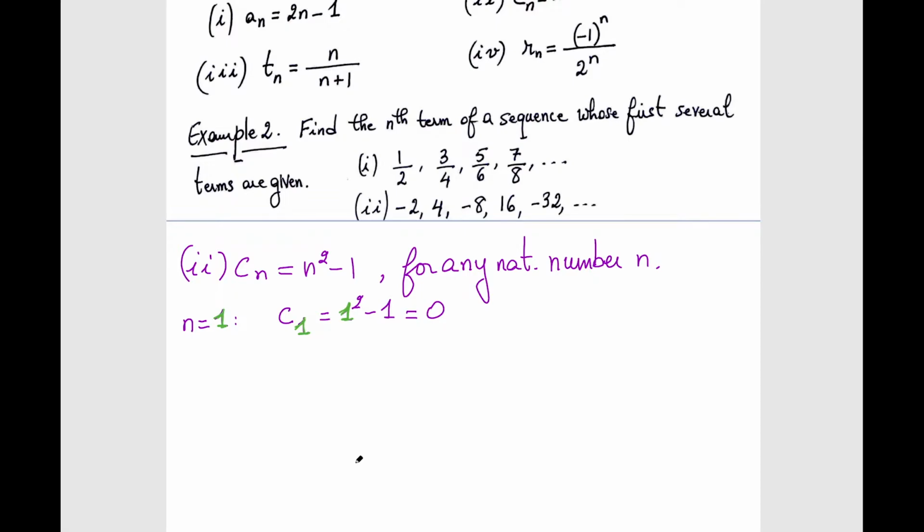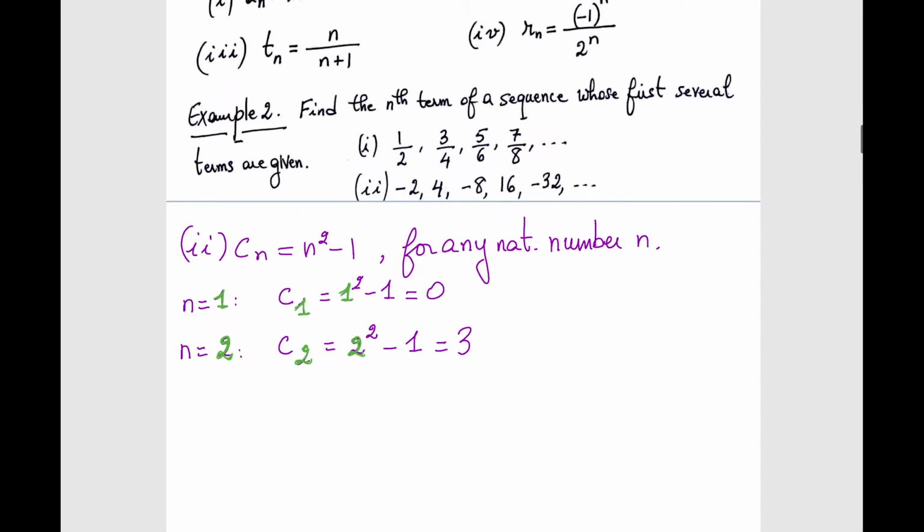The second term, that's when n is 2, correct? Well, when n is 2, you square that n, so C2, you square that n, which is 2, minus 1, correct? One more time, let me be very, very clear here. That's the index, the rank of the term. It's right there, right? So what's the second term then? This is 2 squared, so 4. 4 minus 1 is 3.